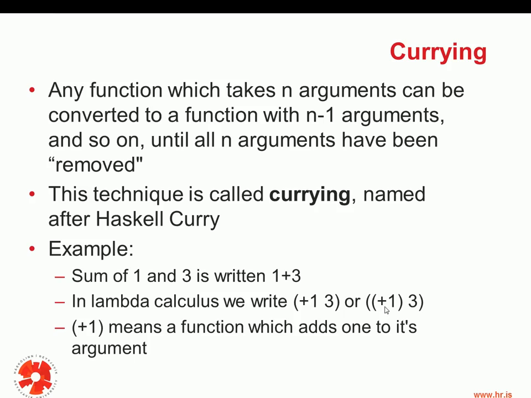So what do we have here? What does plus 1 really mean? Well, we can look at it this way: plus 1 means a function which adds 1 to its argument. So inside the parenthesis, I have a function which takes the argument 3 and adds 1 to it. What I've done is to take the function plus, which takes two arguments, 1 and 3, and convert it to a function with one argument, the function which adds 1 to its argument. And this is the basis for the technique called currying.